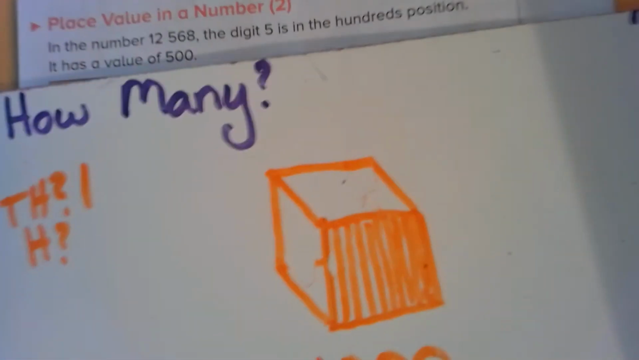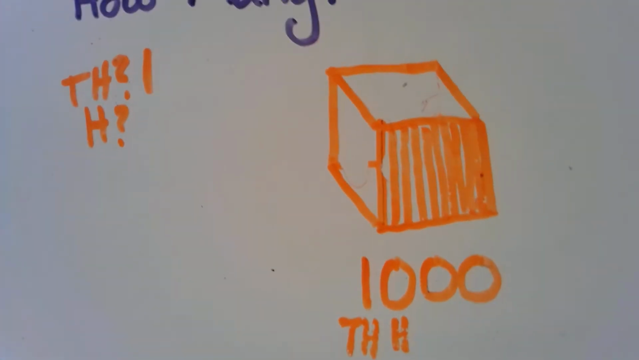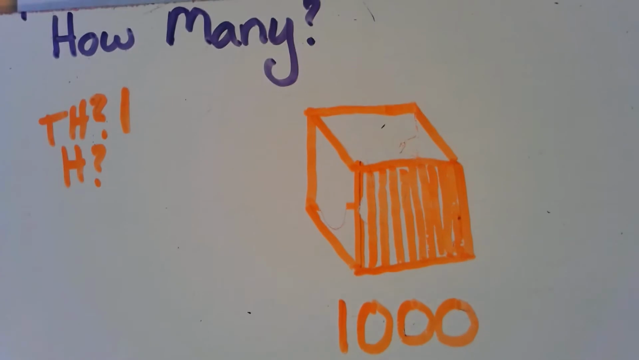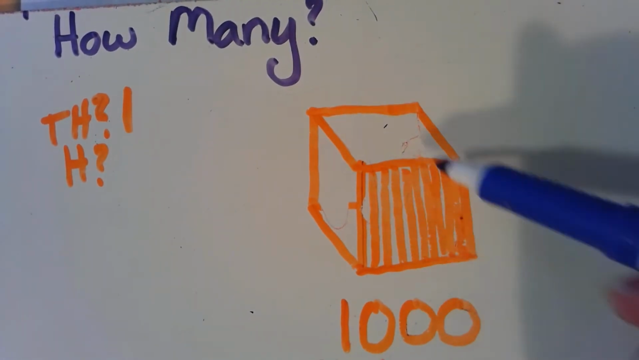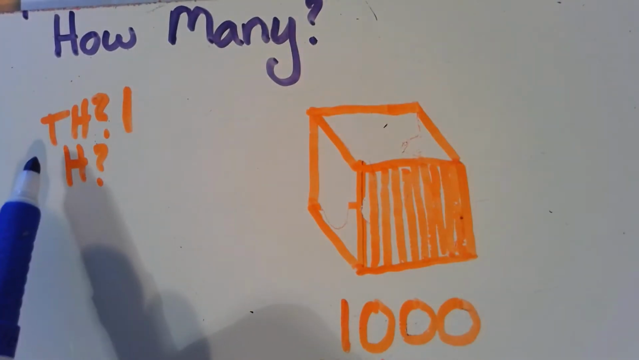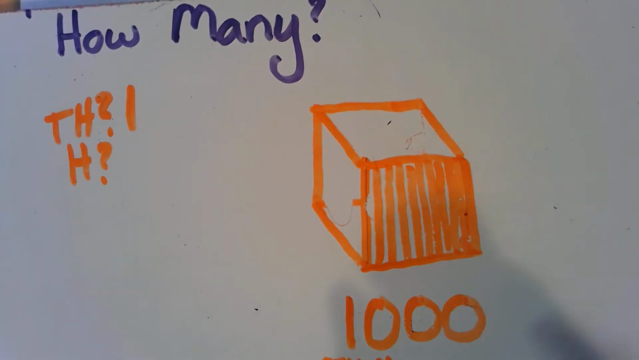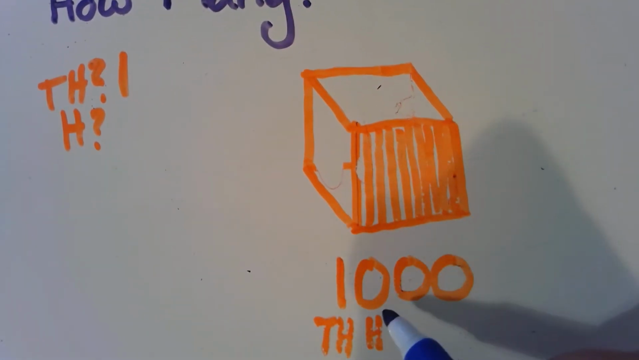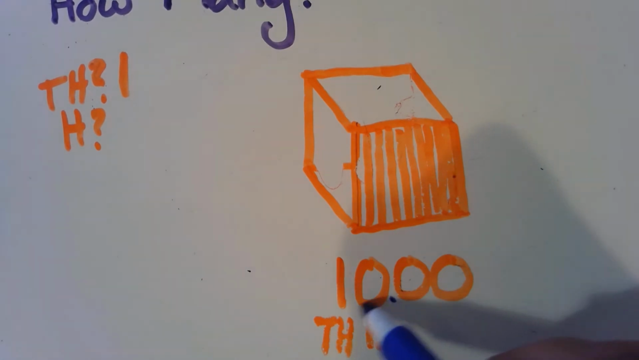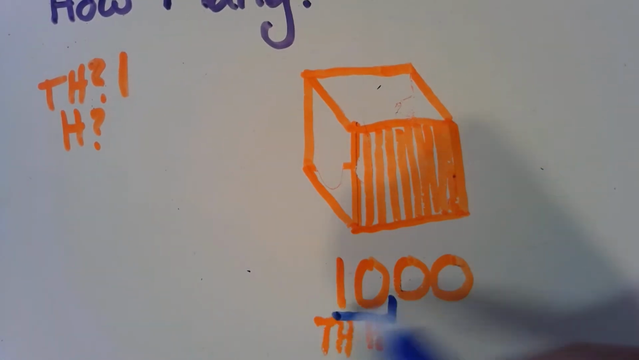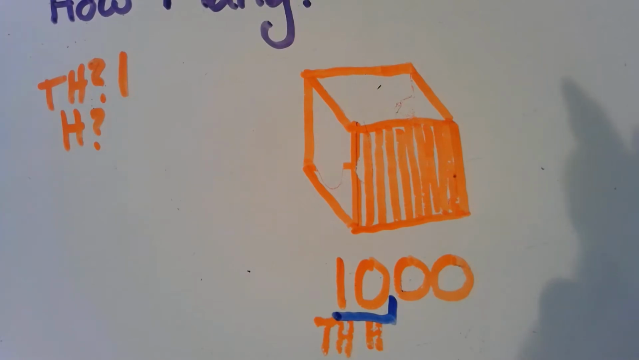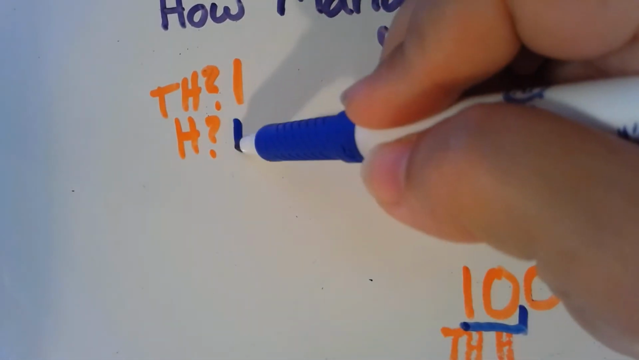Great. So now we're back here. My question was, in a 1,000 cube, how many thousands? There's 1. How many hundreds? What they do is they do this cute little trick. You go to the hundreds position and you look at all the numbers to the left. So I have 10. So I go back over here and I put 10.